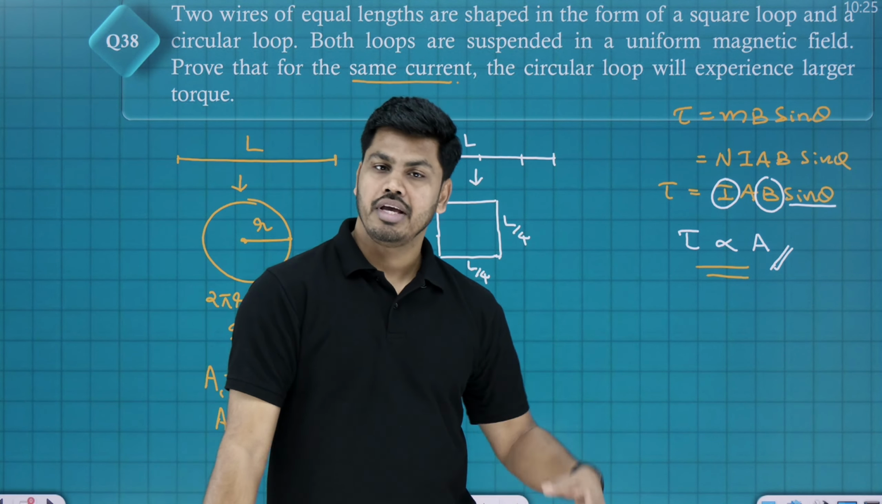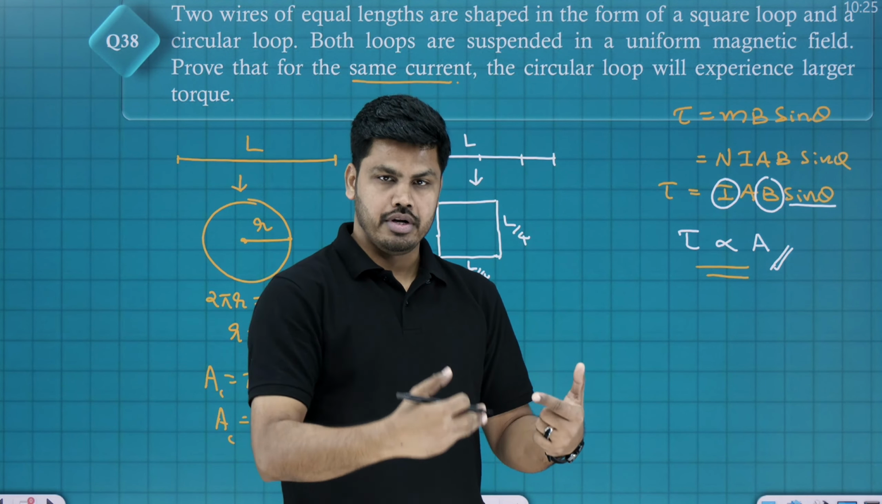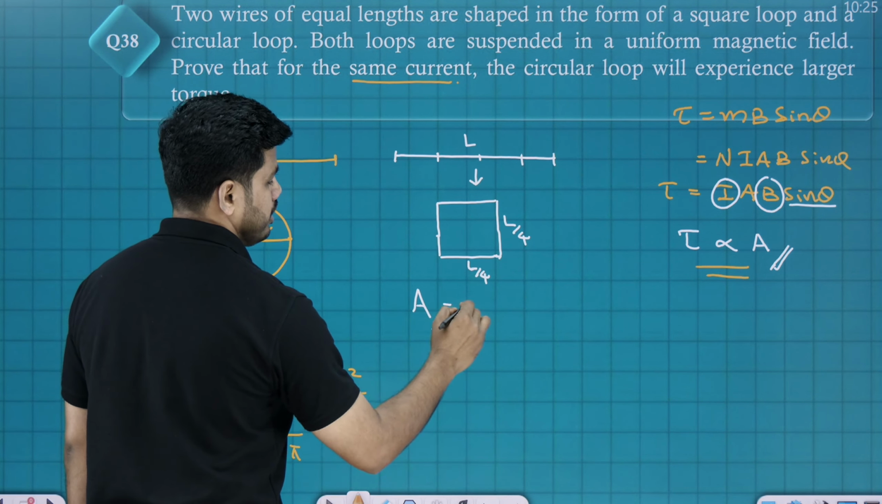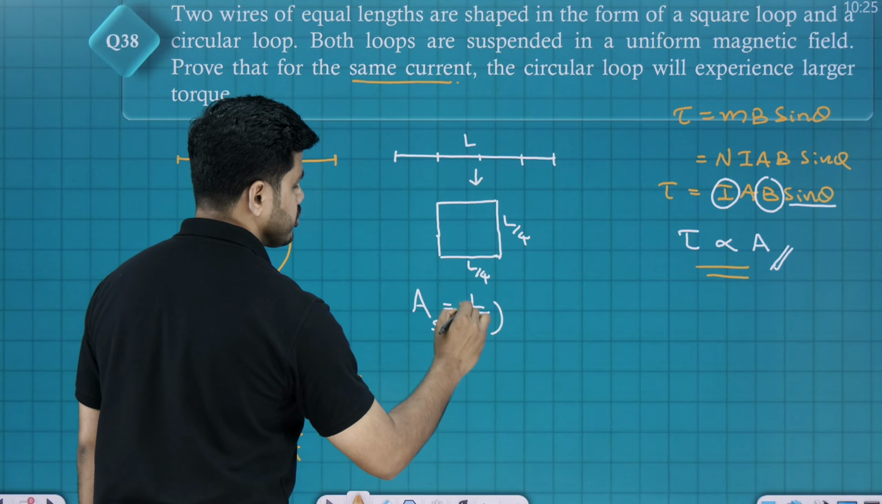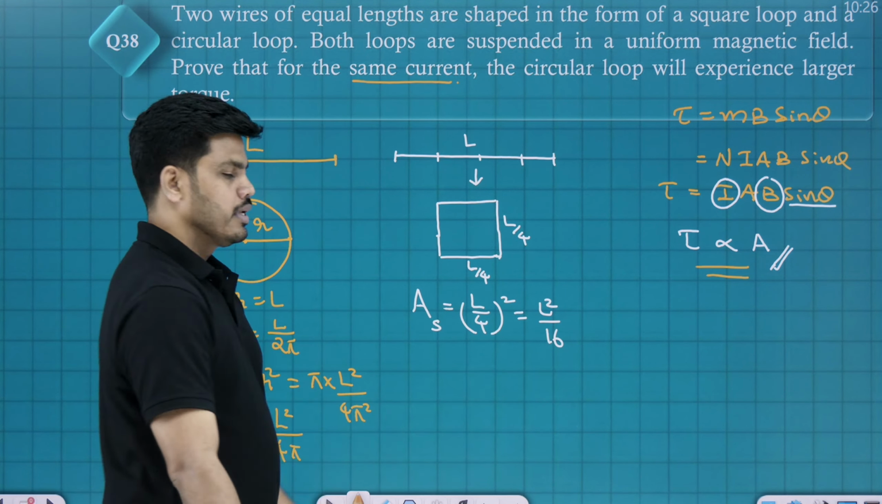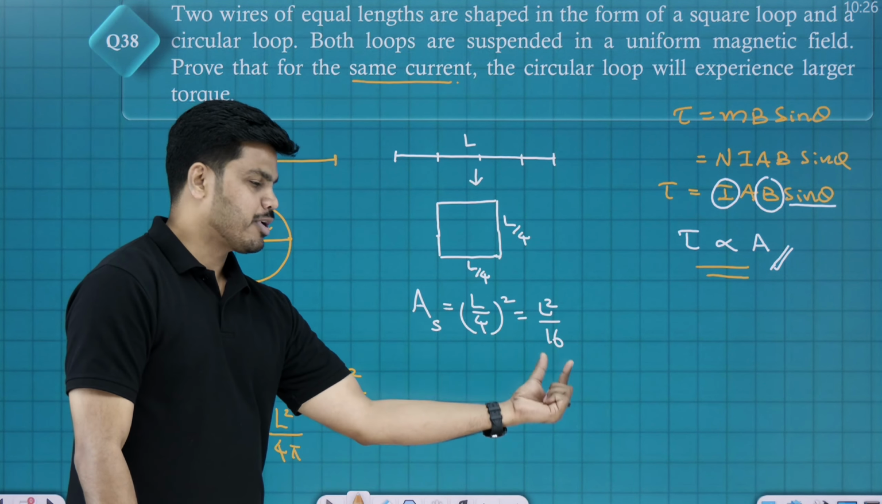How will you find out the area? It's beside square, right? So it's a square only. So the area of the square loop is going to be just L by 4 the whole square, and we get L square by 16. Area of the square is L square by 16.